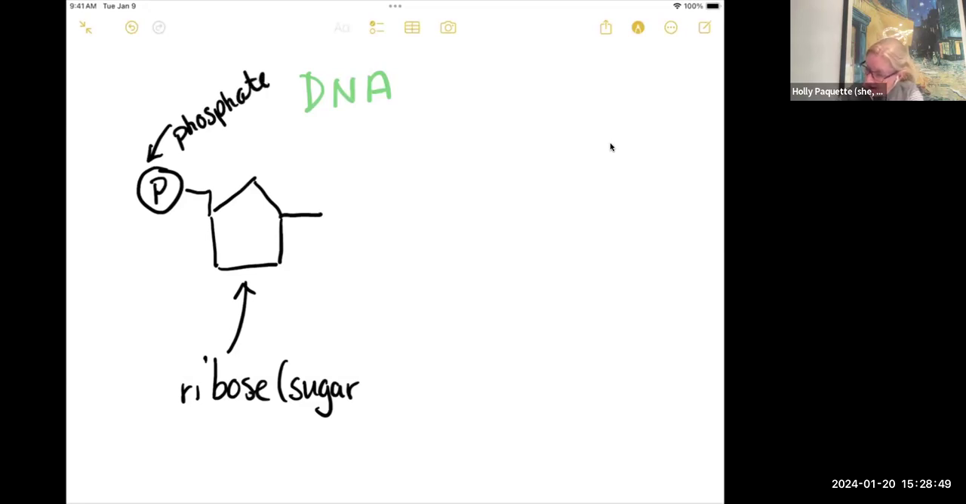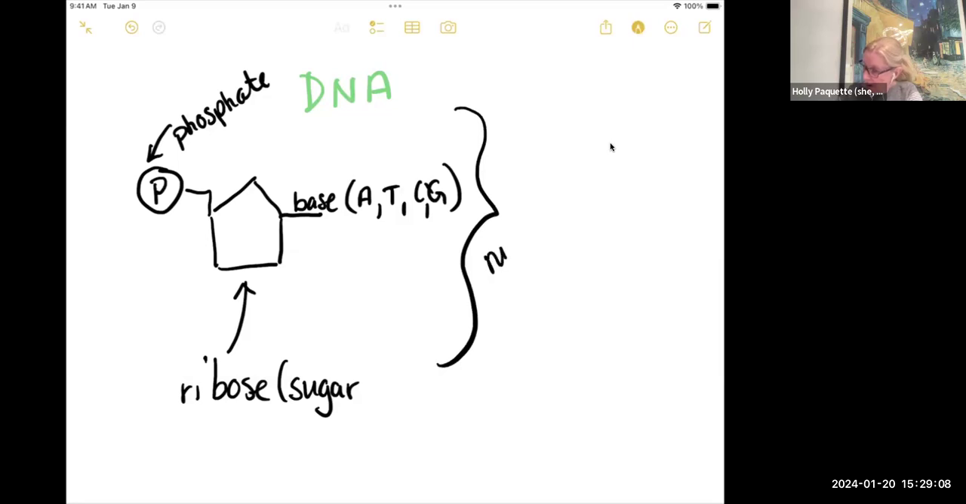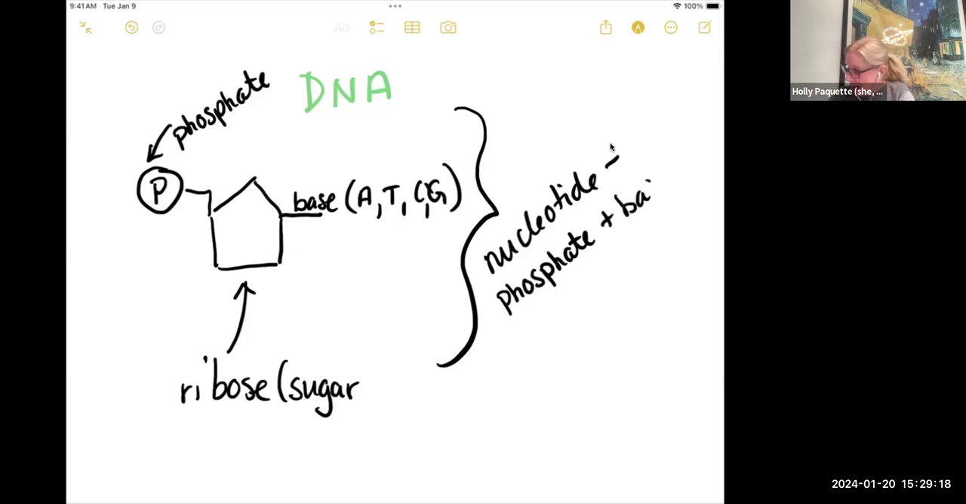And then off this side, we have a base. And this would be either the adenine, thymine, cytosine, or guanine. And what ends up happening in DNA is this whole structure here is what we would call a nucleotide. And it is made up of a phosphate plus a base plus a sugar. And that would be the ribose.